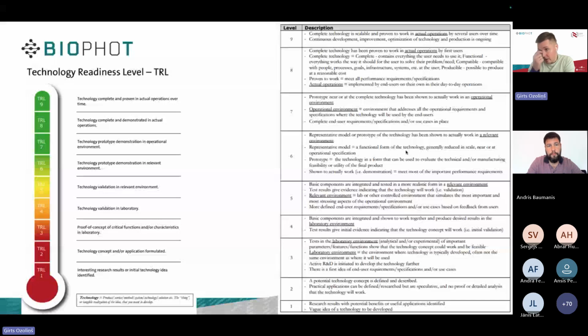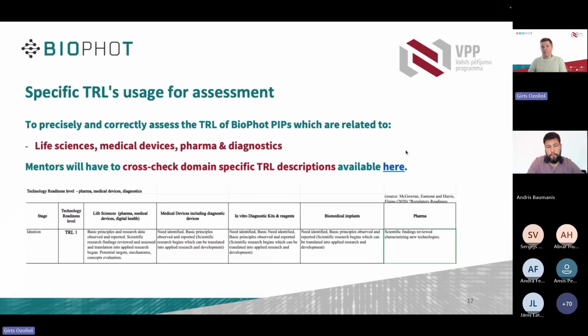The only specific in our case is that in BioPhoT we have different areas, especially in life science, medical devices, pharma, and diagnostics, so there are other readiness levels, to make it easier for us mentors and for you as research teams to set and assess which readiness level you are at. Look here, this is about technology, of course, which technology readiness level we are at.